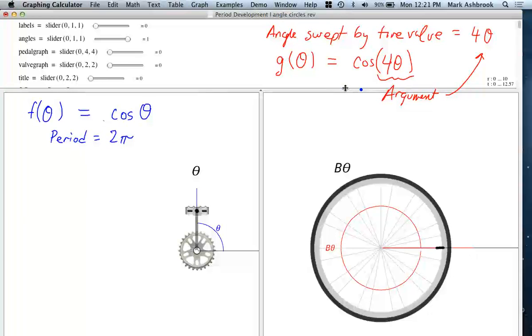All right, what is the period of g? So what we're saying is, what angle theta will make the tire valve do a full rotation? What angle of theta will make that tire valve do a full rotation? Will it be 2 pi? Okay, so what we have to do is look at the argument. So we know cosine's period is 2 pi.